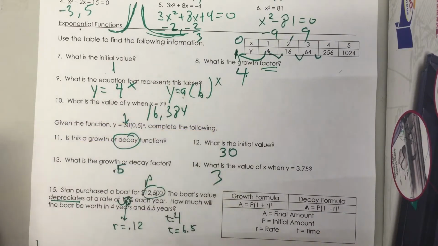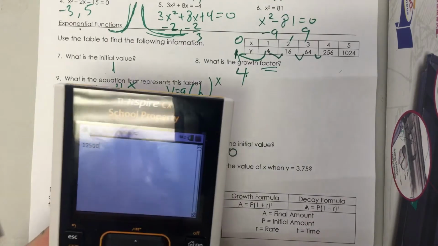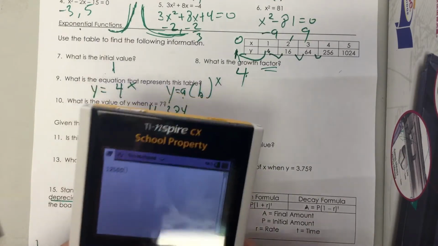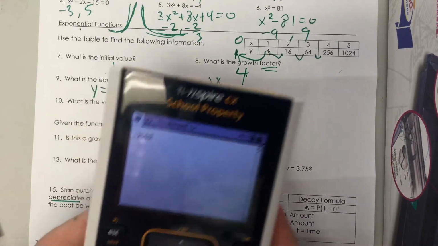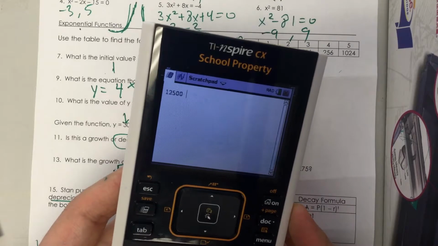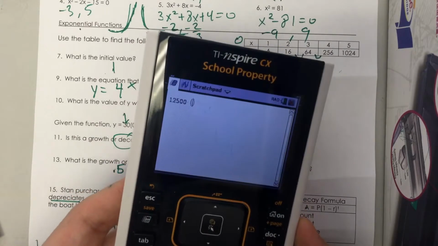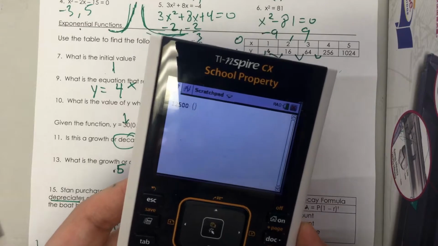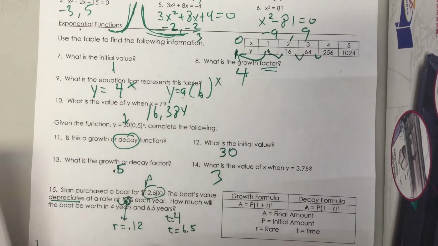12,500, times 1 minus the rate. Okay, so let's go ahead. I know some people were getting errors here. Go ahead and put the times symbol here, the dot, because sometimes the calculator doesn't like the parentheses. It might, maybe it only messes up on the graph screen. I just think it's a good habit to do that.